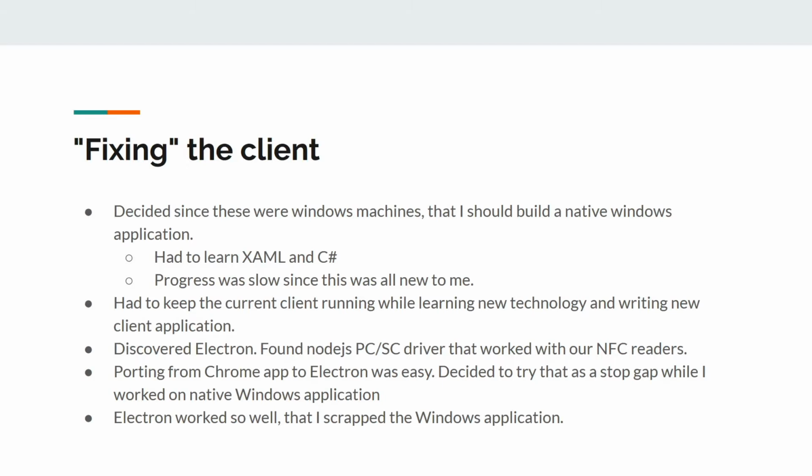So when I wasn't running around restarting computers, I was trying to learn as much as I could about XAML and C#, and then I was fixing server-side bugs, and it was just progress on this new client application was really slow because I was trying to juggle all this stuff. And I don't know how it happened, but one day I discovered Electron, and I found a Node.js driver for the NFC card readers. And I thought, if I could use this Node.js driver that doesn't require this custom USB, then maybe that would fix our memory leak.